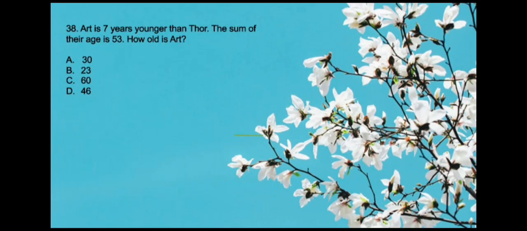Next number is 38. Art is 7 years younger than Thor. The sum of their ages is 53.